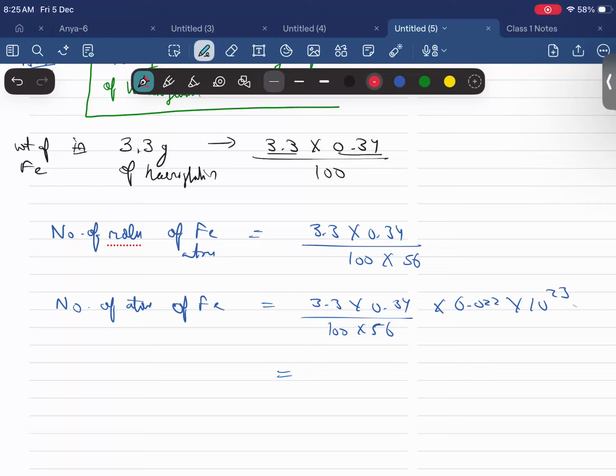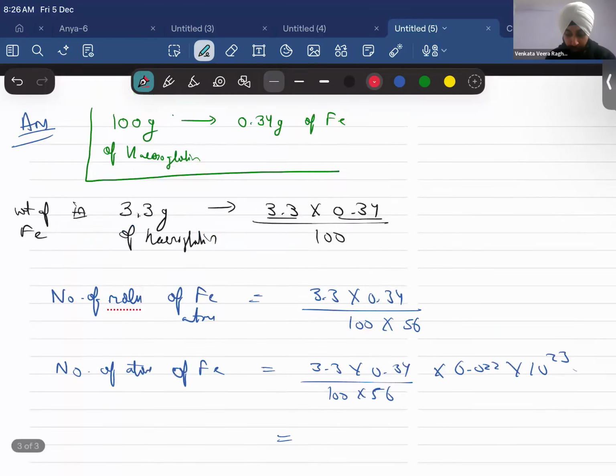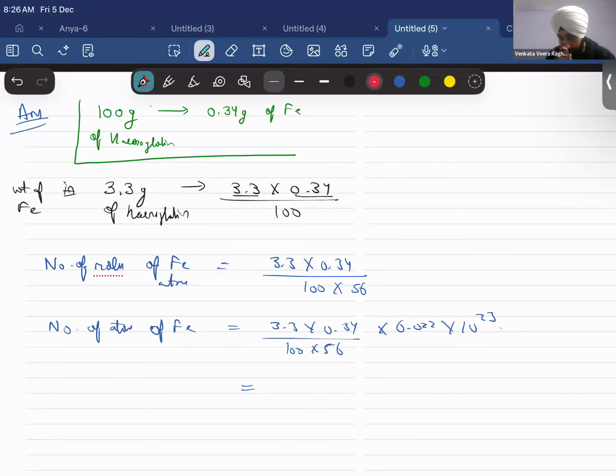0.12 into 10 to the power of 21. So how can you represent it in a better form? 1.2 into 10 to the power 20? Yes, sir. It's usually written in the form of decimals if decimals are there. Sir, last class, what did you tell us to know apart from that? Significant figures. Okay, sir, I'll learn that.